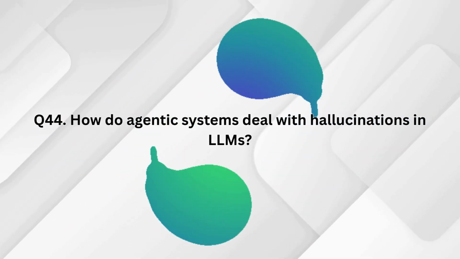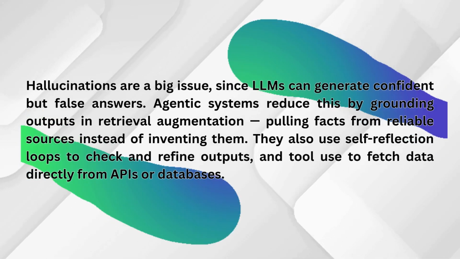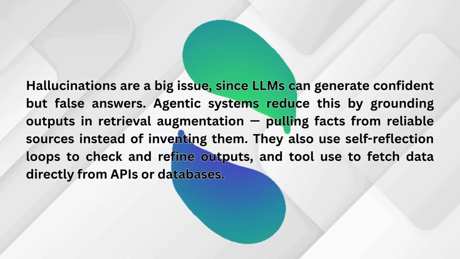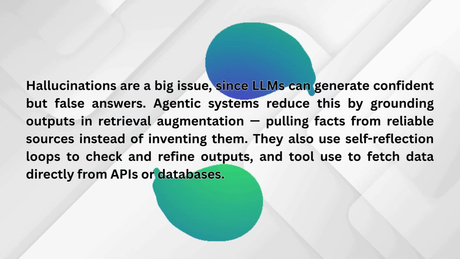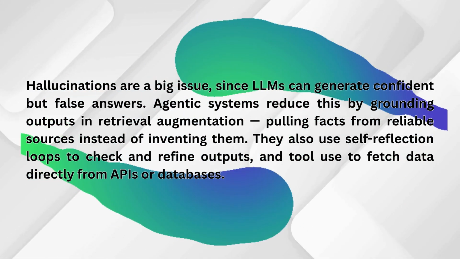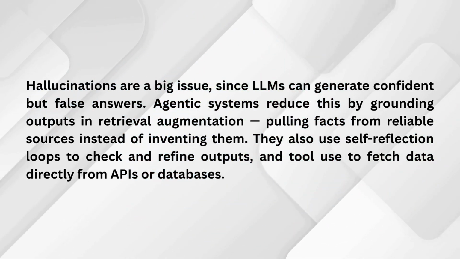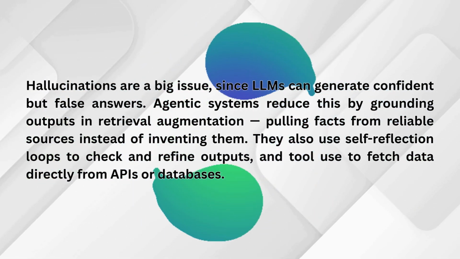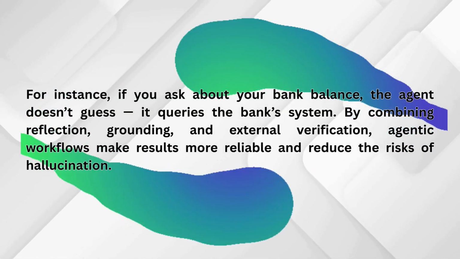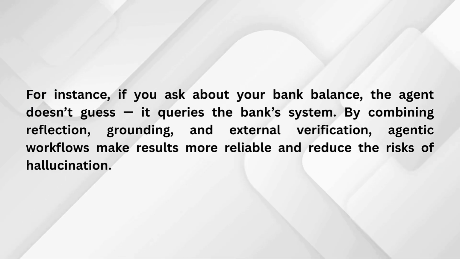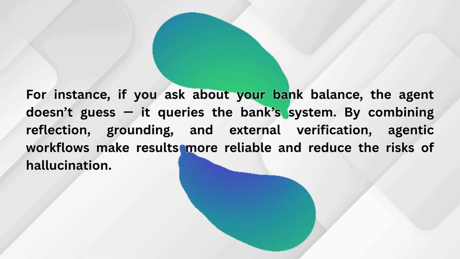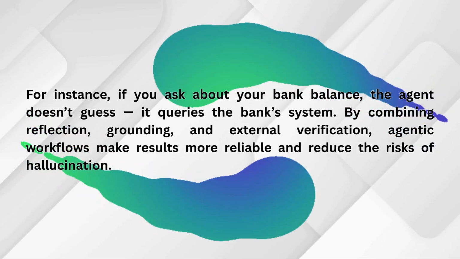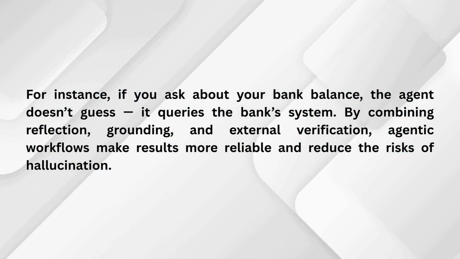How do agentic systems deal with hallucinations in LLMs? Hallucinations are a big issue since LLMs can generate confident but false answers. Agentic systems reduce this by grounding outputs in retrieval augmentation, pulling facts from reliable sources instead of inventing them. They also use self-reflection loops to check and refine outputs, and tool use to fetch data directly from APIs or databases. For instance, if you ask about your bank balance, the agent doesn't guess. It queries the bank's system. By combining reflection, grounding, and external verification, agentic workflows make results more reliable and reduce the risk of hallucination.